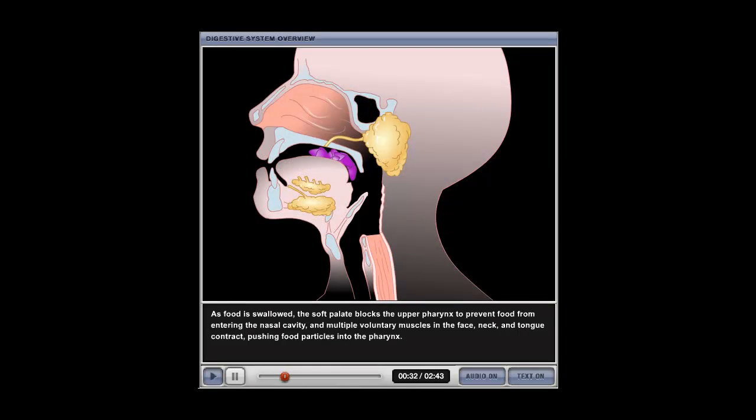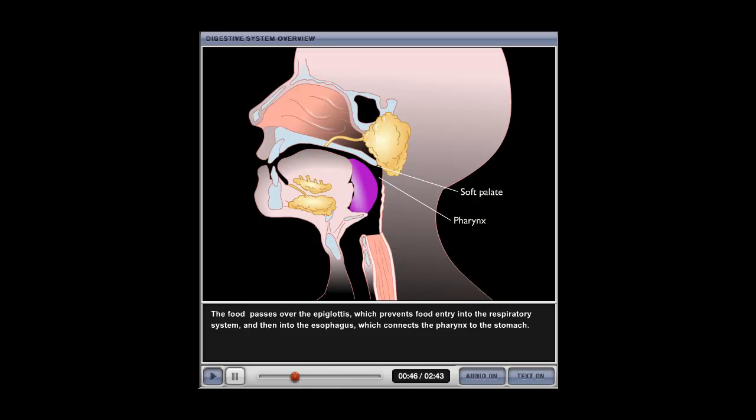As food is swallowed, the soft palate blocks the upper pharynx to prevent food from entering the nasal cavity, and multiple voluntary muscles in the face, neck, and tongue contract, pushing food particles into the pharynx. The food passes over the epiglottis, which prevents food entry into the respiratory system, and then into the esophagus, which connects the pharynx to the stomach.